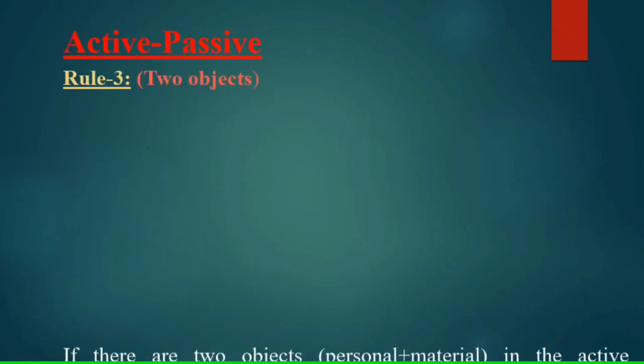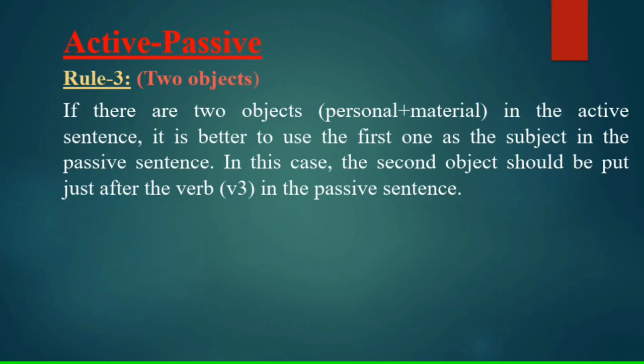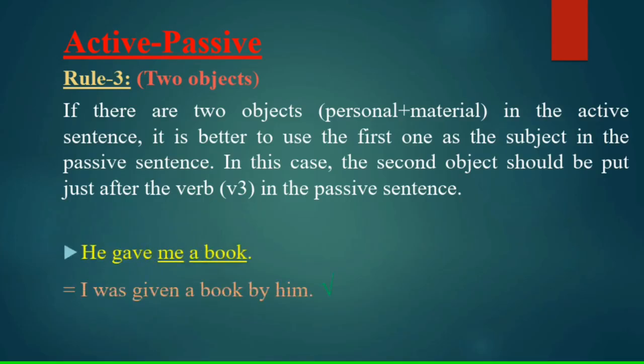Now rule number 3, it's about two objects. If there are two objects in the active sentence, it is better to use the first one as the subject in the passive sentence. In this case, the second object should be put just after the verb in the passive sentence. For example, "He gave me a book." The answer will be, "I was given a book by him."